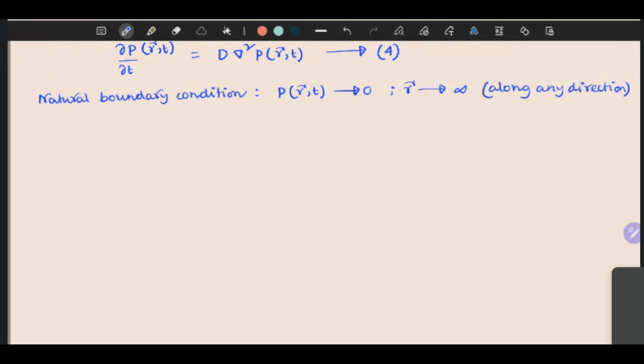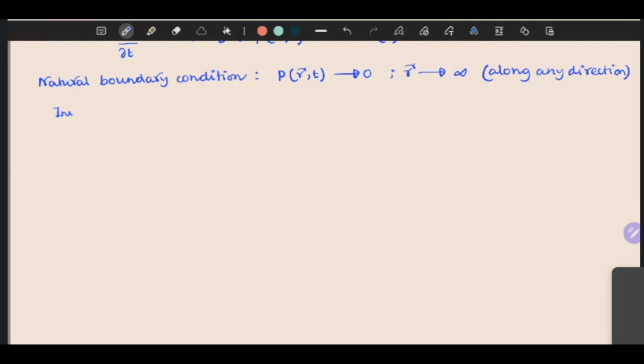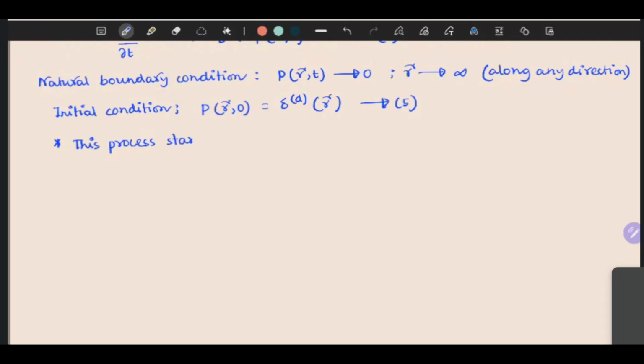Now let's talk about the initial condition, when it starts at t equal to 0. Initial condition, let's say p(R, 0), where this is a d-dimensional R. So it starts at R. Here it means that this process starts from the origin.